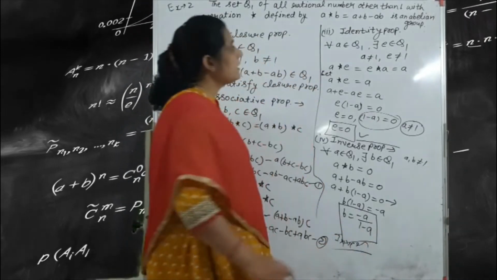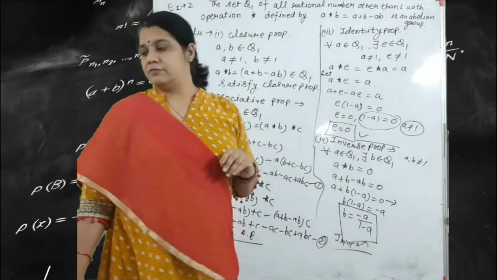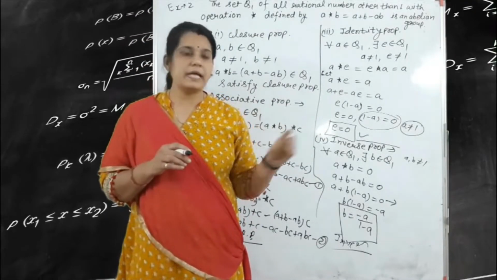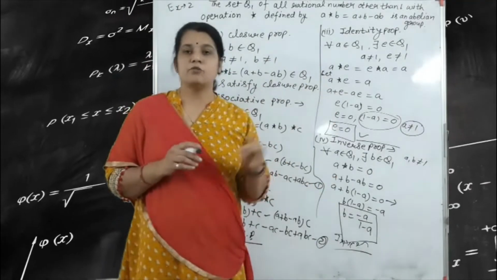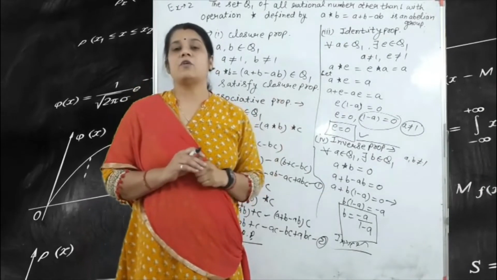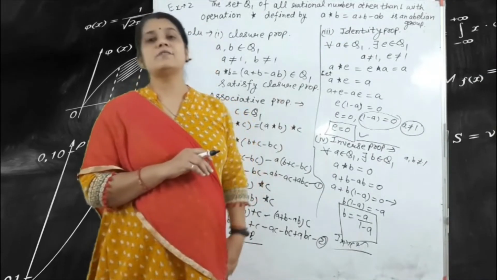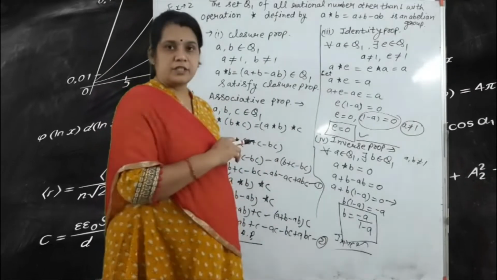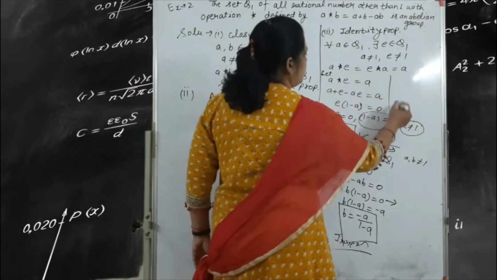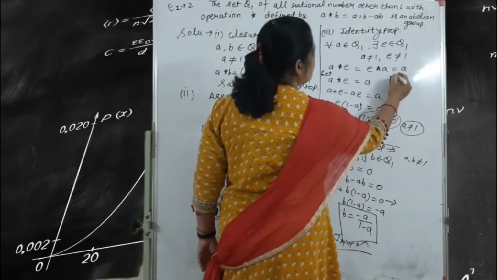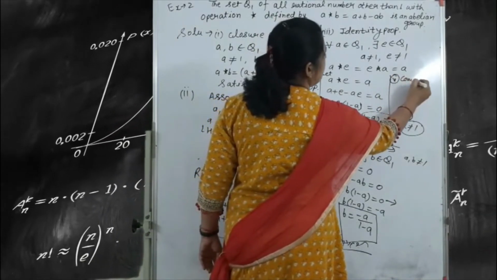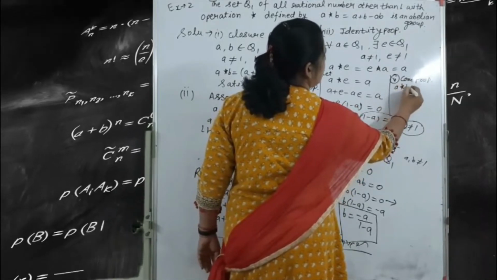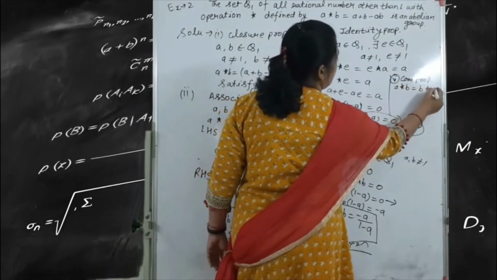In case our question only asks for a group, then we solve up to the fourth property. But here we are finding the abelian group. So fifth one is the commutative property. So what is the commutative property? Fifth property is the commutative property, that means A star B is equal to B star A.